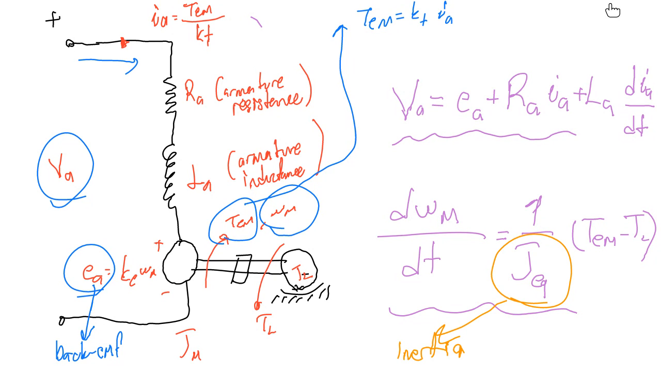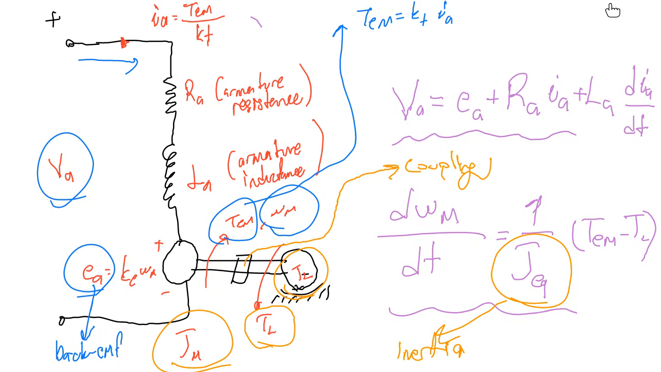Inertia consists of the load inertia and the motor inertia. Note that the equations of the electric system and the mechanical system are coupled here. Here we have coupling components, mechanical components. So the back EMF EA in the electrical system equation depends on the mechanical speed omega m.